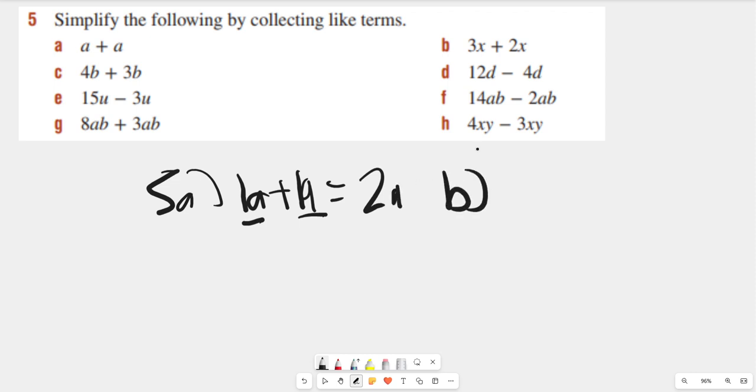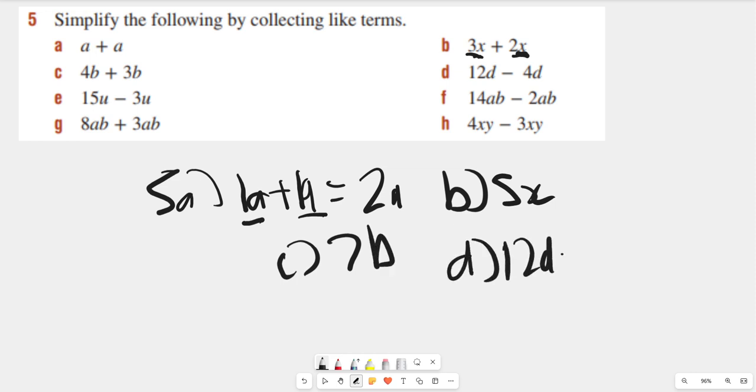Okay, so you can go through these really quickly, right? You just need to confirm that they have the same like terms, the same pronumerals in both parts, and then you can just add them or minus them depending on what they want. So C is going to be 4 plus 3, 7b. D is going to be 12d minus 4d.